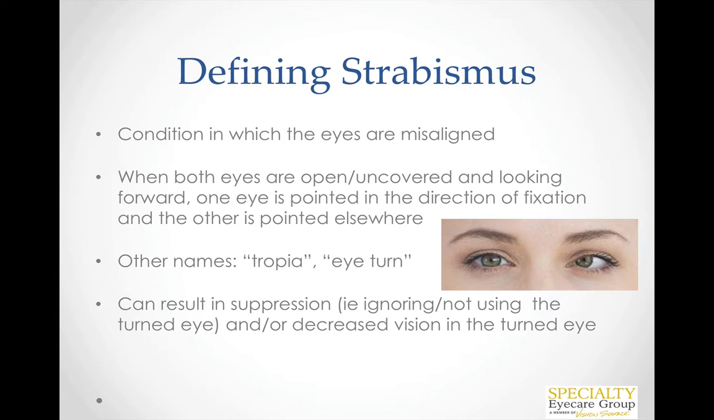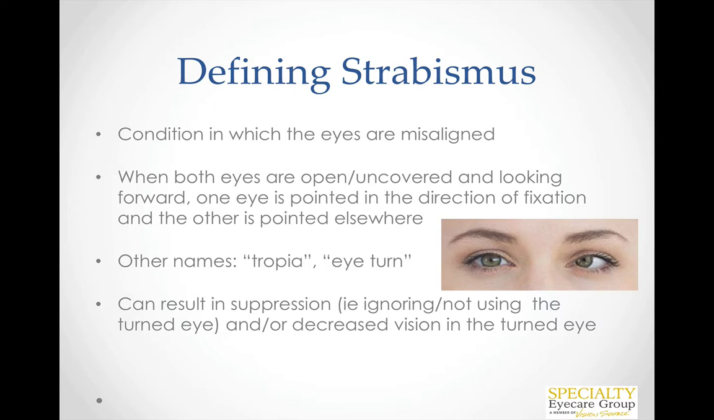When both eyes are open and looking, one is pointed in the direction of fixation, meaning one is looking at the target or at you, and the other is pointed in another direction. Again, in this picture, this adult's left eye is crossing in and their right eye is looking at you. Other names you may hear are tropia or eye turn. Crossed eye or lazy eye are sometimes what our patients say.